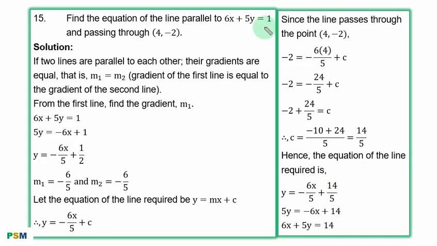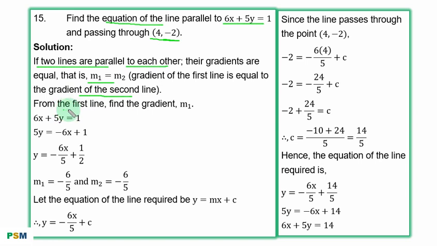Example 15. Find the equation of the line parallel to 6s plus 5y equal to 1 and passing through this point. Solution. If two lines are parallel to each other, their gradients are equal. That is, m1 equal to m2. Gradient of the first line is equal to the gradient of the second line.